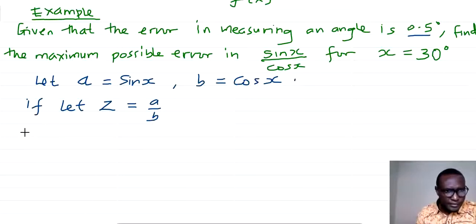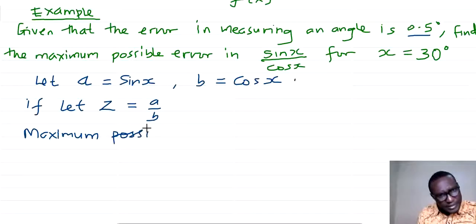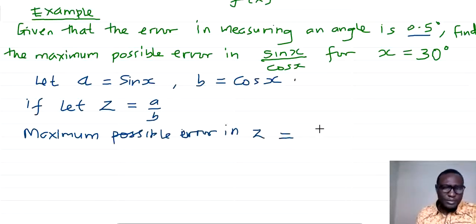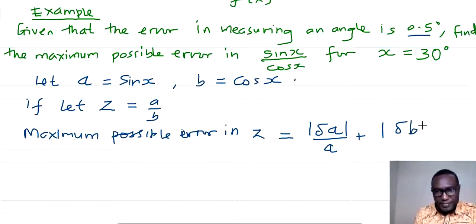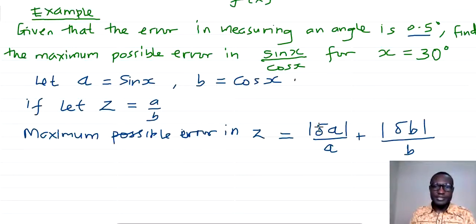So the maximum possible error in z is now going to be equal to the magnitude of the error in a over a plus the magnitude of the error in b divided by b itself, because a is a differentiable function, and b as well. Why I am using deltas here is that these are both differentiable functions.